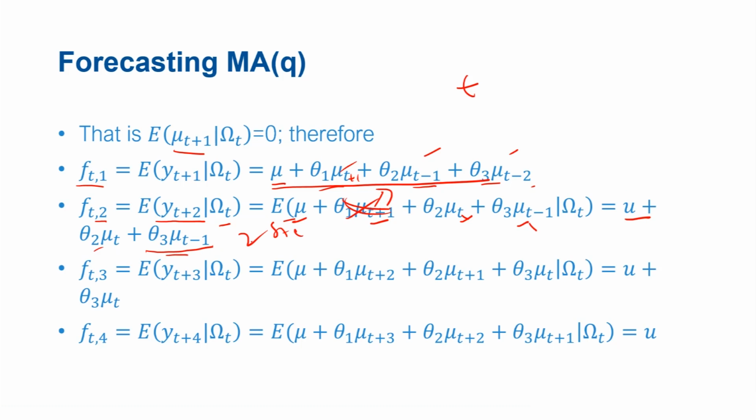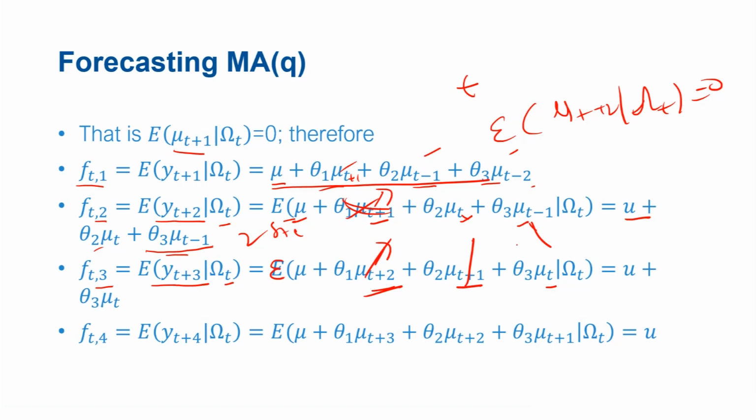This is our forecast for 2 steps ahead. In a very similar fashion, for the 3-step ahead forecast, we'll take the conditional expectation of y t plus 3 given information omega t. So we'll add another plus 1 in the subscript: here mu t plus 2, mu t plus 1, and this will become mu t itself. Now, when we take this expectation, please note this mu t plus 2 is in future. So its conditional expectation, that is the expectation of mu t plus 2 using information up till omega t, is 0. So this will be 0, and this will be 0, because they are in future. Only for mu t will the actual value be employed. Therefore, we are left with mu plus theta 3 mu t. So this is our forecast for 3 steps ahead.